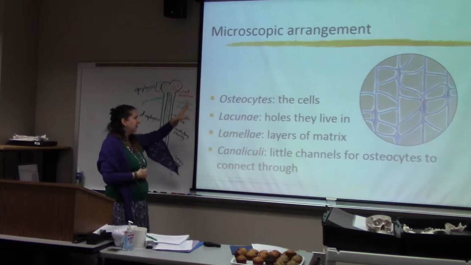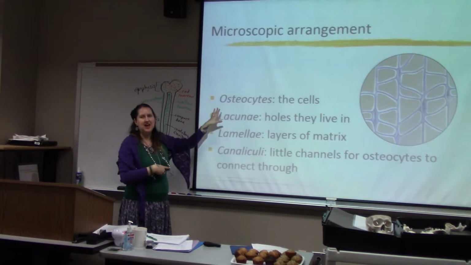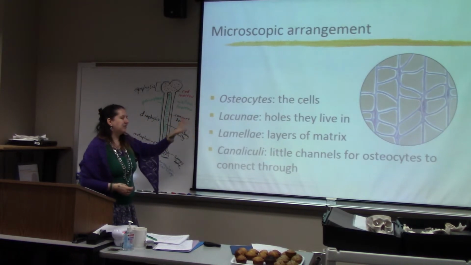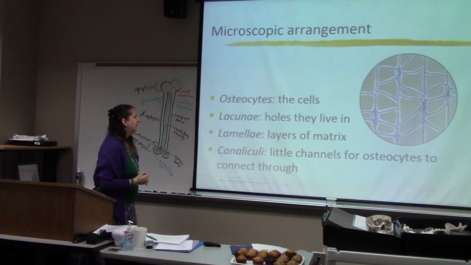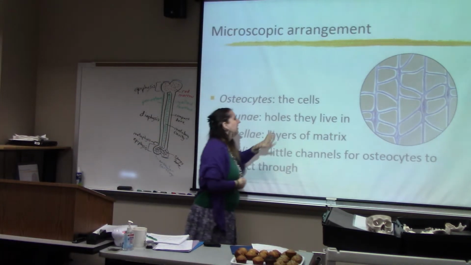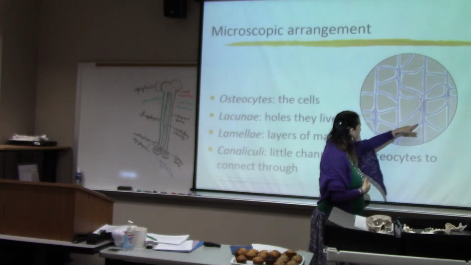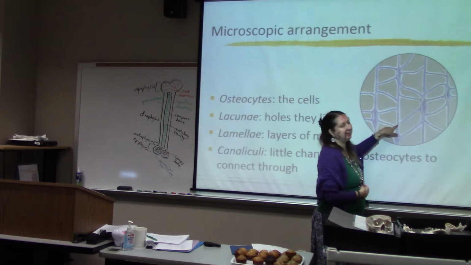Microscopically, you've got your osteocytes that live in lacunae, gaps in the solid matrix. Matrix is arranged in layers called lamellae. And the lamellae aren't completely solid. There's little channels through them that connect the osteocytes. And those are called canaliculi.